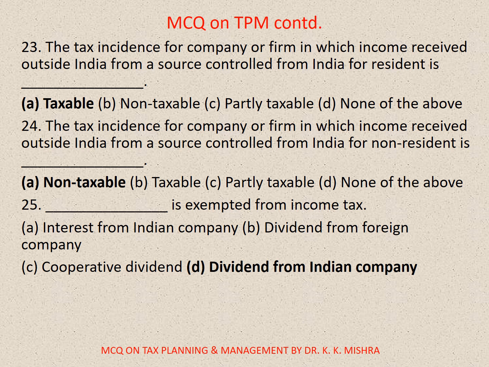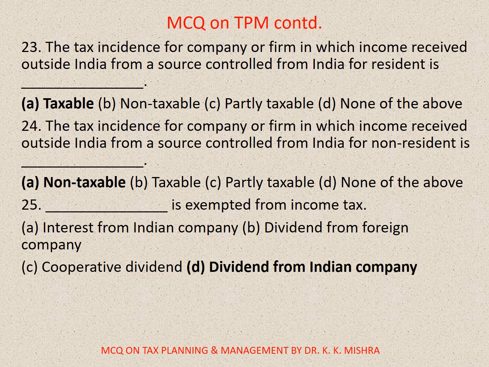24. The tax incidence for company or firm in which income received outside India from a source controlled from India for non-resident is dash. A. Non-taxable, B. Taxable, C. Partly taxable, D. None of the above. Correct option is A. Non-taxable.